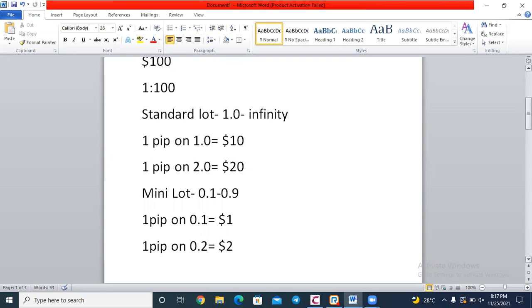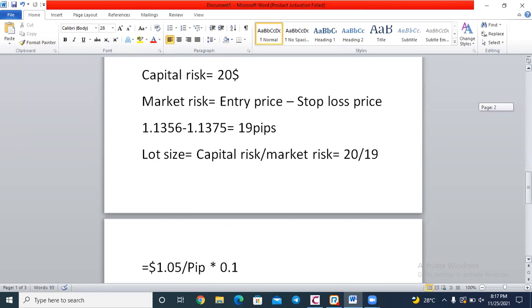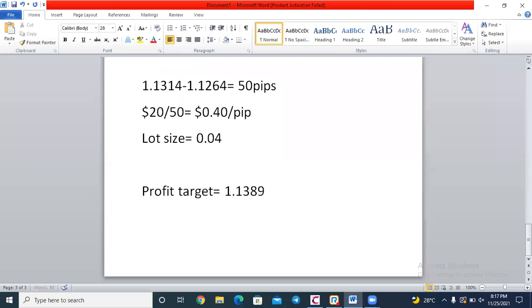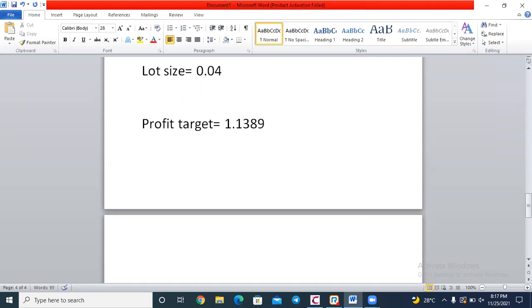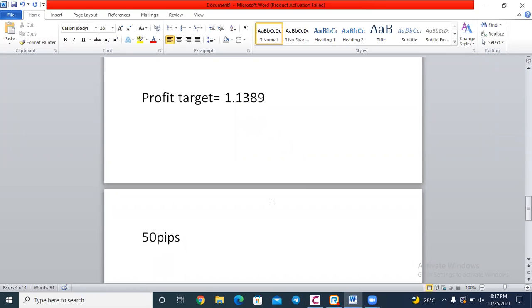Okay, sir. This is what I do. If my risk on a trade is 50 pips, I will execute 2 trades on the same pair. My first stop loss will be between 30 and 35 pips, and the second stop loss will be 50 pips.